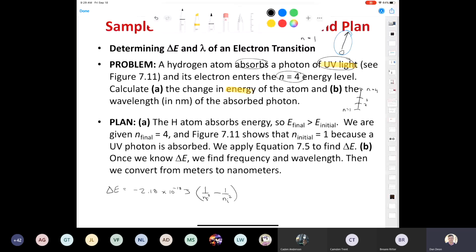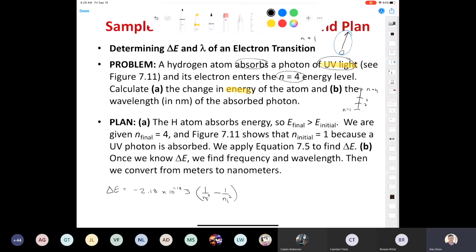And so we're going to use this equation here, which is a variation on Rydberg's equation that we talked about last class. And I will give you part of this equation for your next midterm. And this is called Bohr's equation. All right, and it's laid out here that the change in energy is equal to minus 2.18 times 10 to the minus 18 joules. And then you multiply it by 1 over the final energy level squared, subtract 1 over the initial energy level squared.